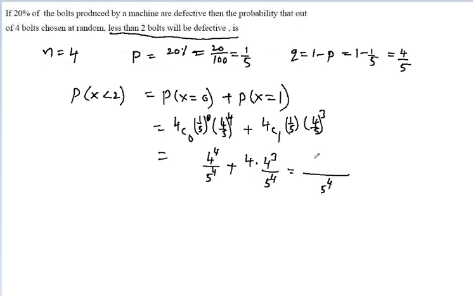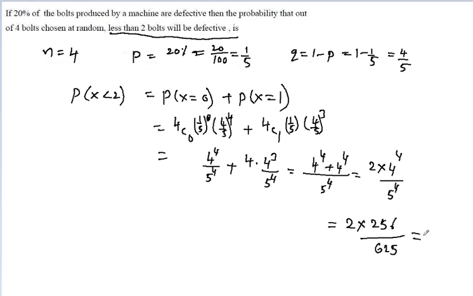This is 5 to the power of 4. LCM, that is 4 power 4 plus 4 power 4, that is equal to 2 into 4 power 4 by 5 to the power of 4. 2 into 4 power 4, that is 256, and 5 to the power 4 is 25 into 25, 625. So the value of this is 0.8192. This is the answer.